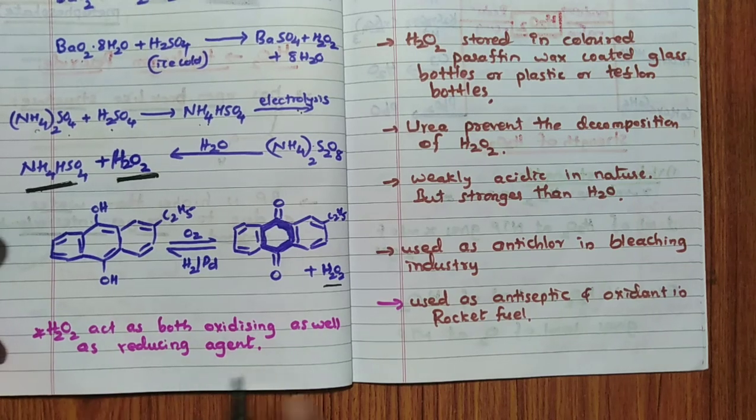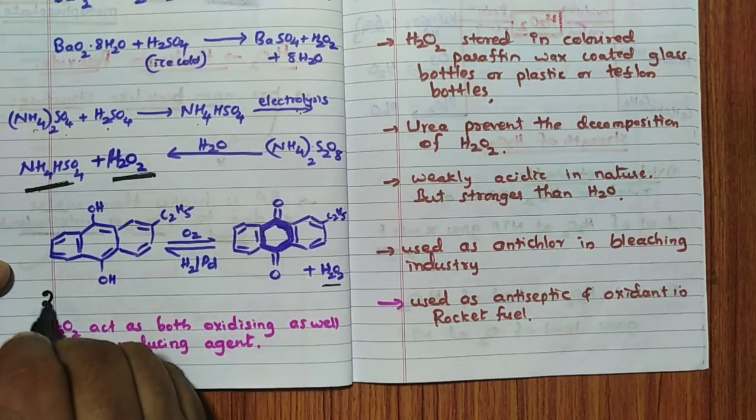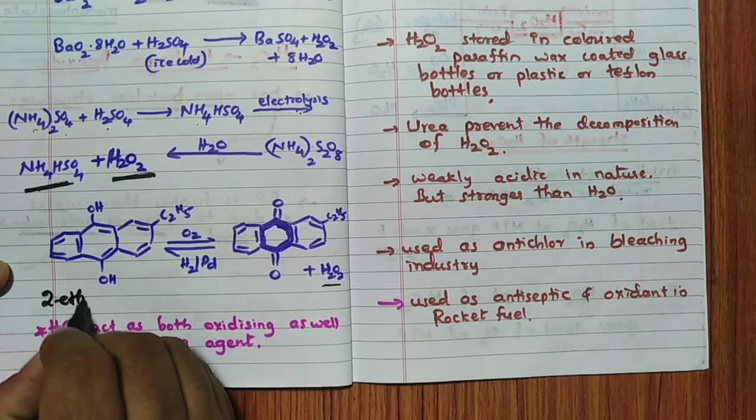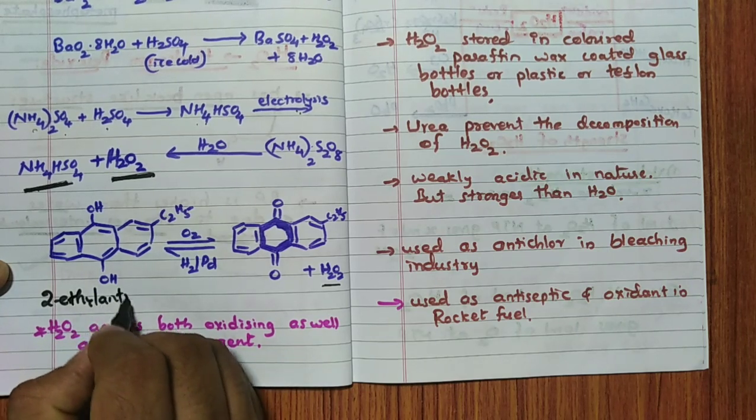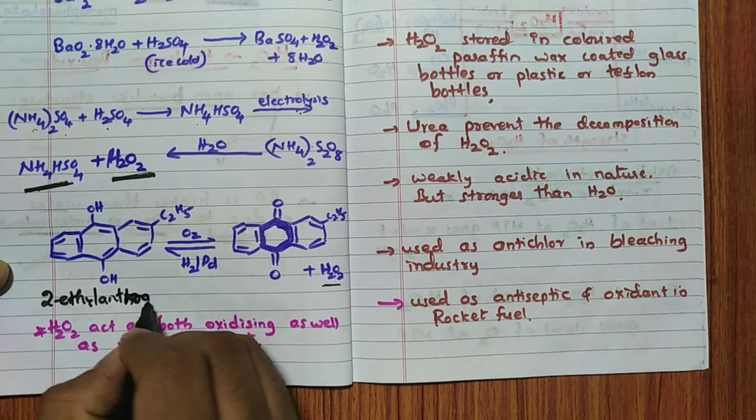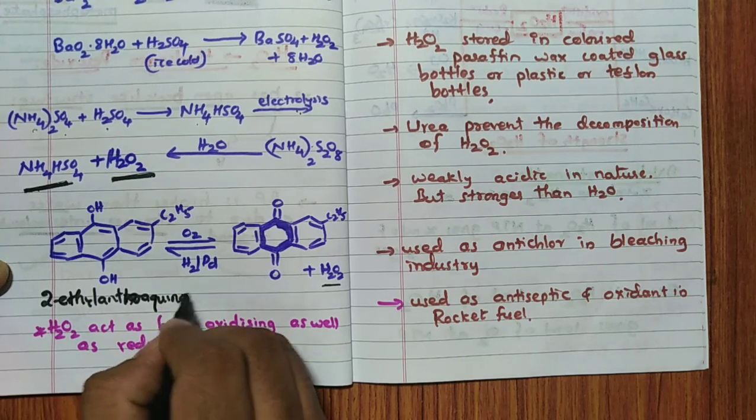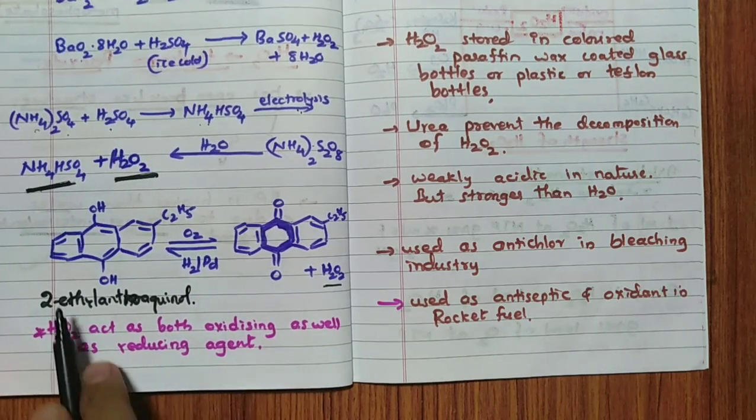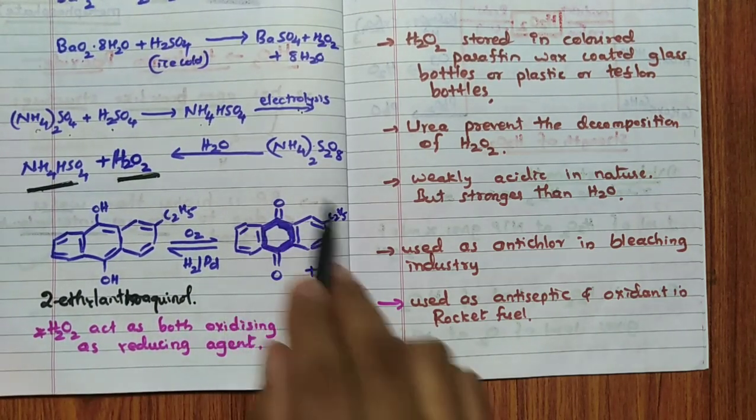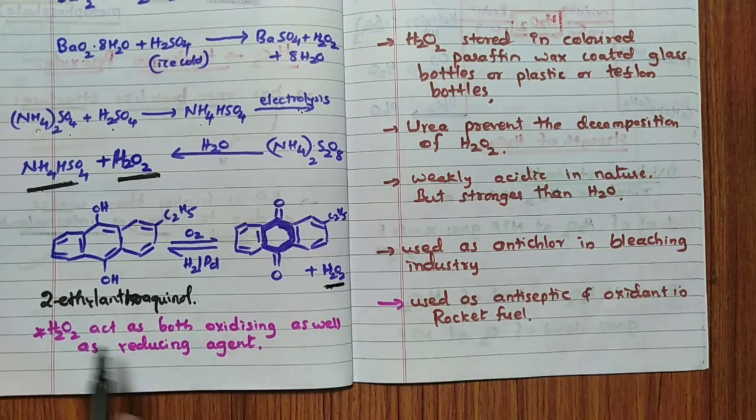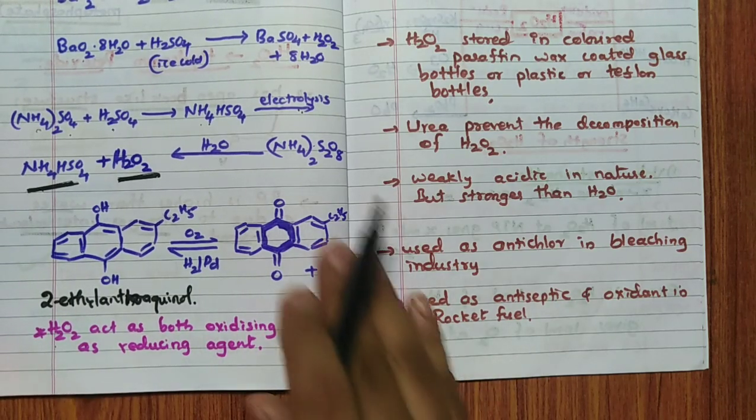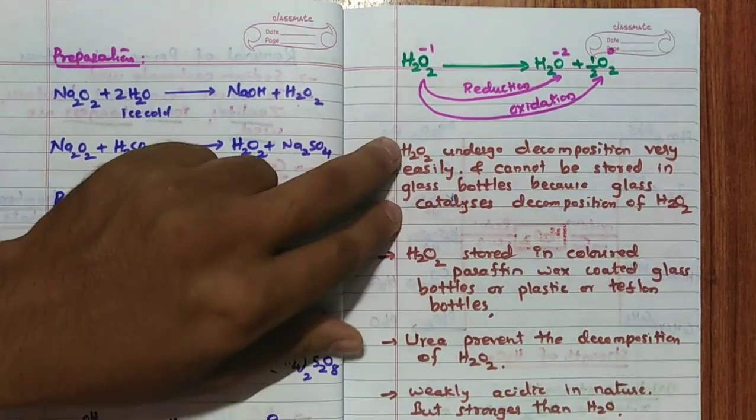In this particular case, the name I have not written is 2-ethyl anthraquinol. So 2-ethyl anthraquinone is going to form, and H2O2 is removed. H2O2 acts as both oxidizing as well as reducing agent. So remember how it will take place.